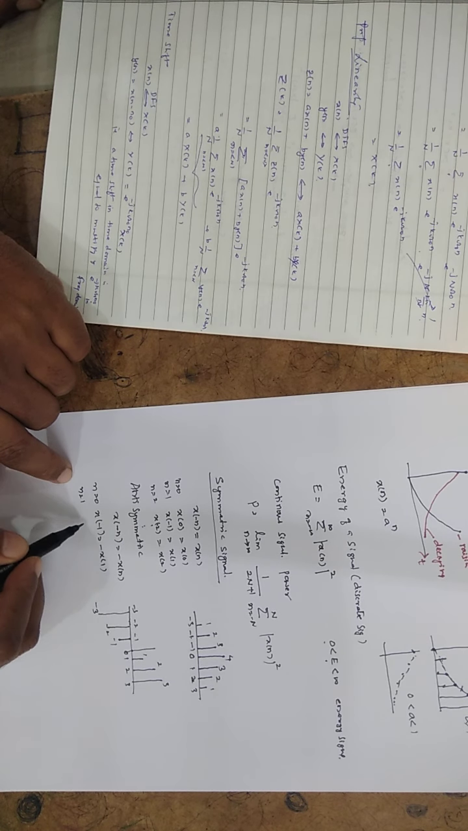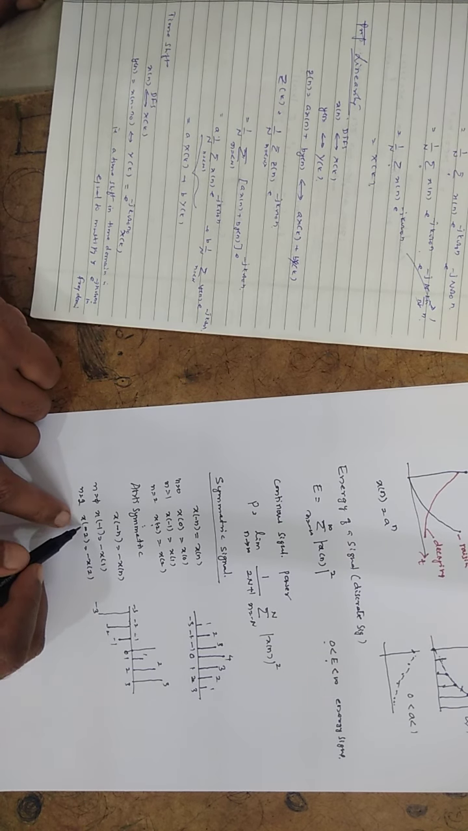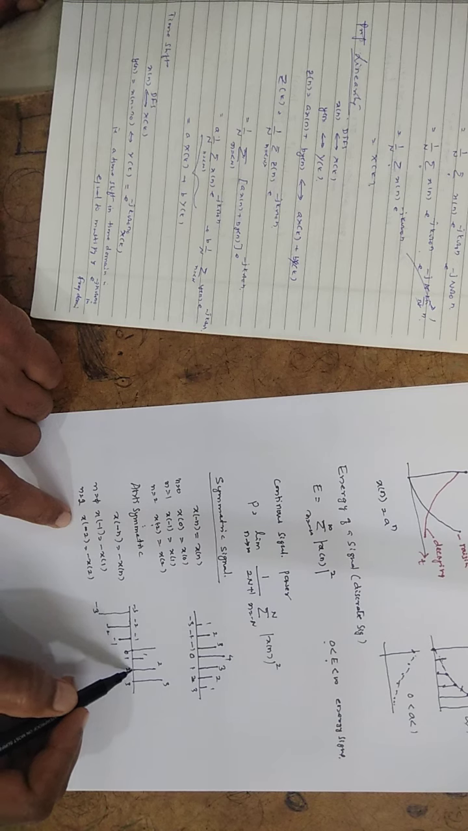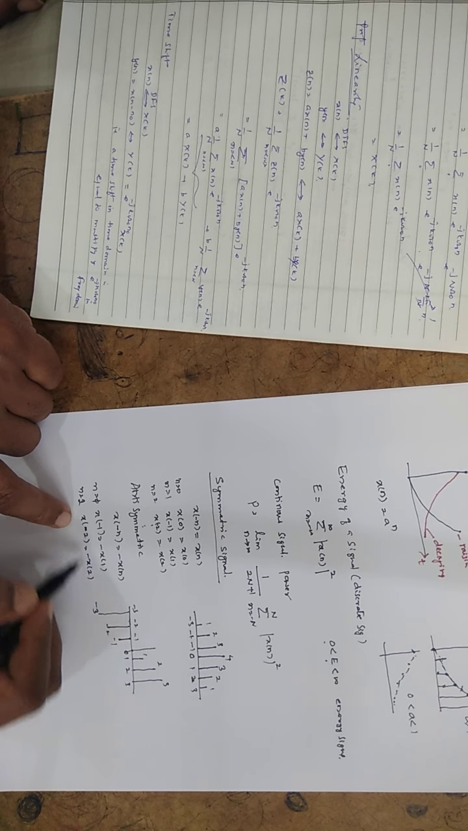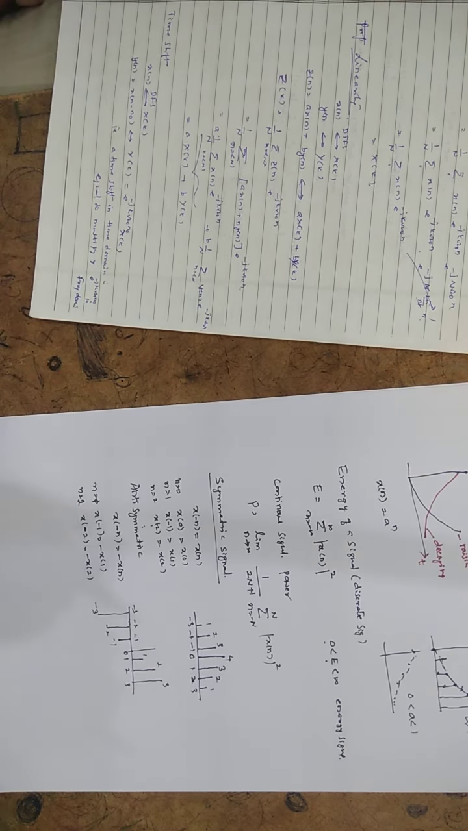And for n equal to 1, here, n equal to 2, x of minus 2 equal to minus x of 2. Let me check it out. X of minus 2 is minus 2 and x of 2 is 2. These two are opposite in sign. This is the antisymmetric signal.